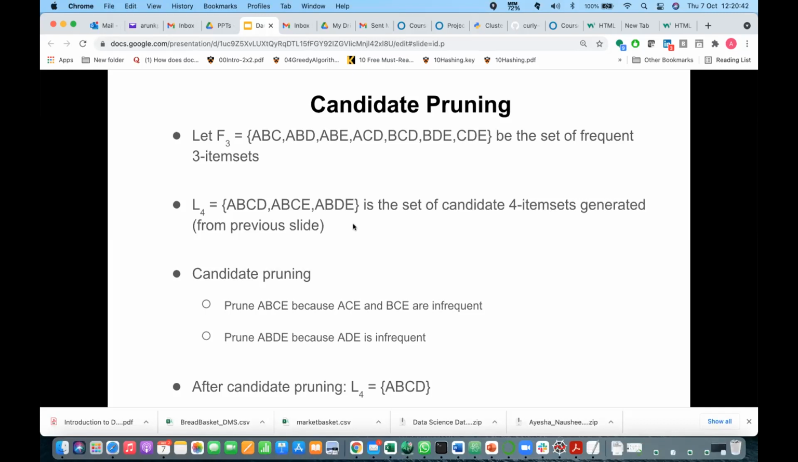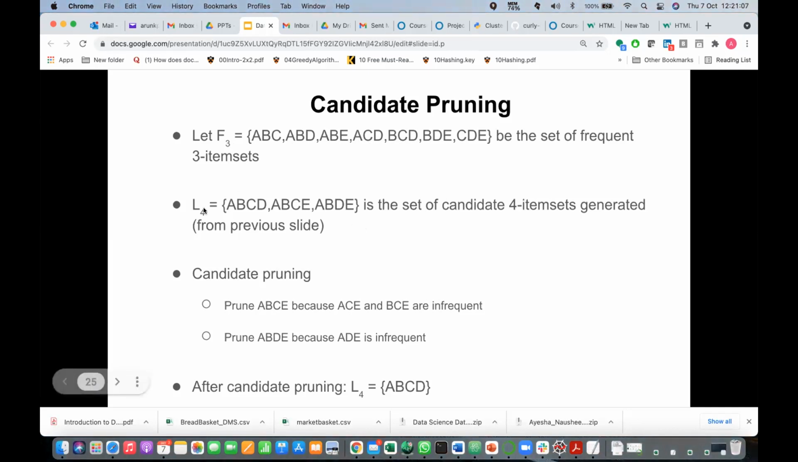So can you get any other things? BC is there nowhere, right? No. Then AC is there nowhere. So like this, you are getting candidate item sets by merging F(k minus 1) with F(k minus 1) to get the kth item sets. Then L4 is ABCD, ABCE, ABDE, the set of candidates.